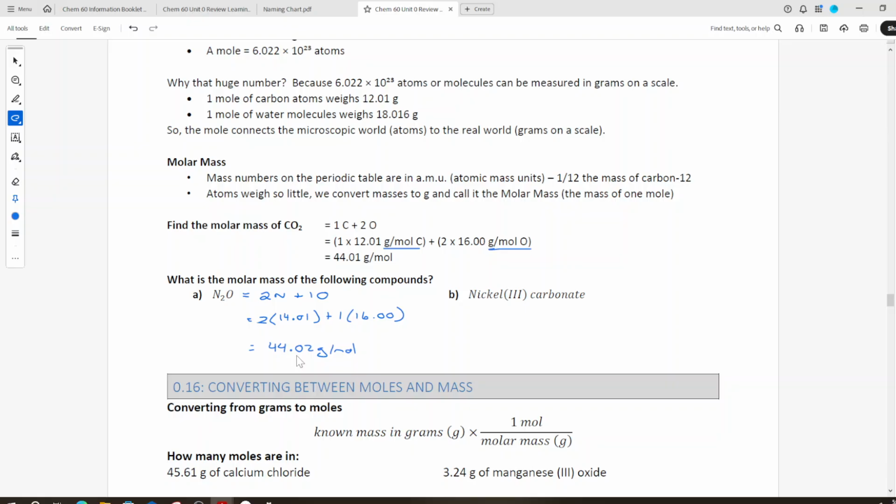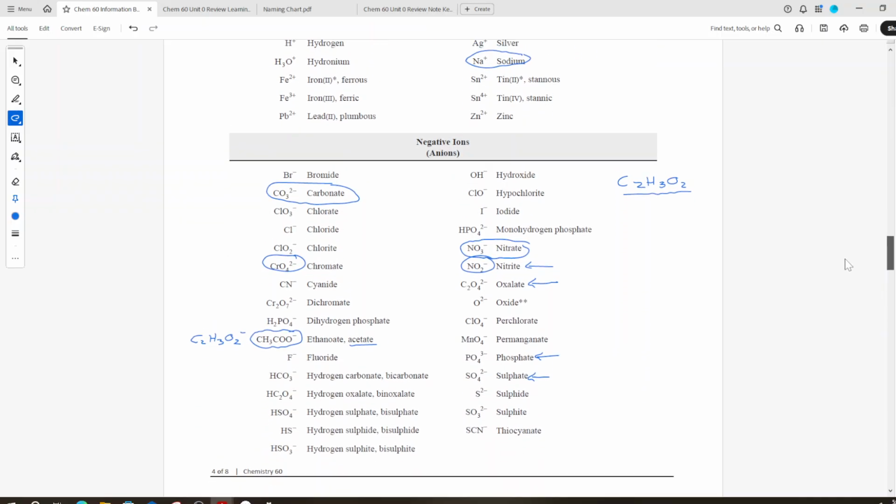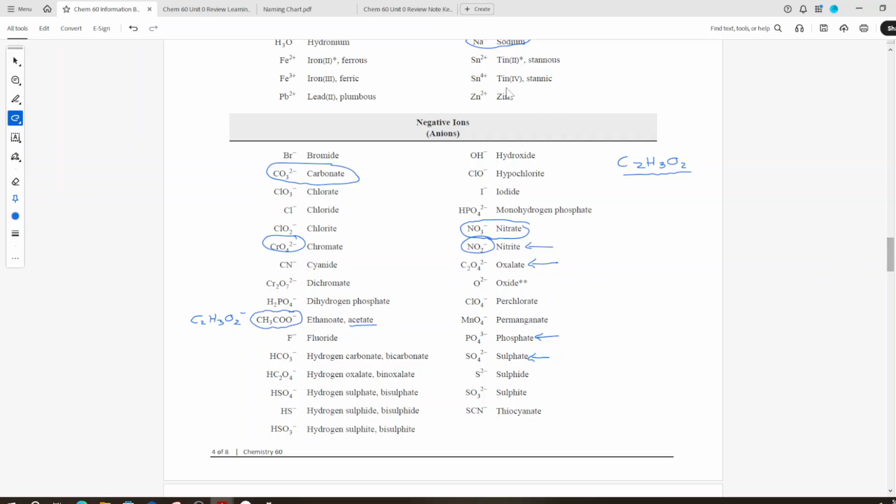Maybe you're getting the idea from this that we use this as a conversion if we want to go from grams to moles or moles to grams. Okay. This next one is nickel carbonate. So the first thing we have to do is figure out what the compound formula would be. So this is telling me that it's nickel 3 plus. Then if I go and look up carbonate, I believe it's a 2 minus, but let's just double check. Carbonate. There it is, 2 minus.